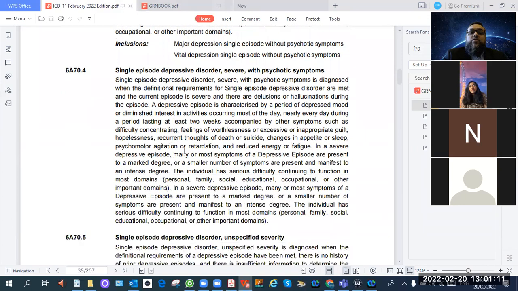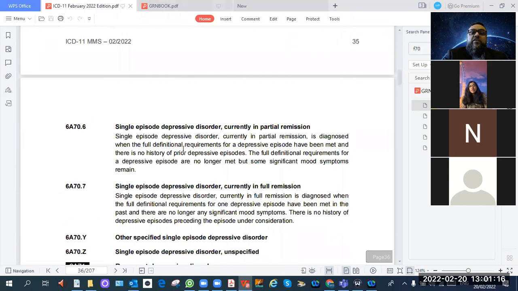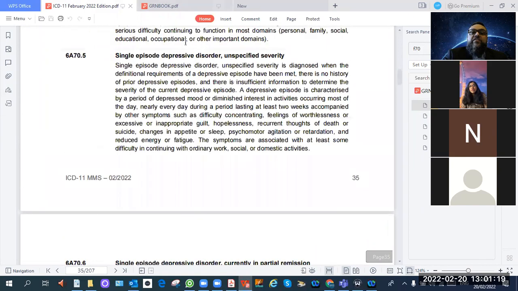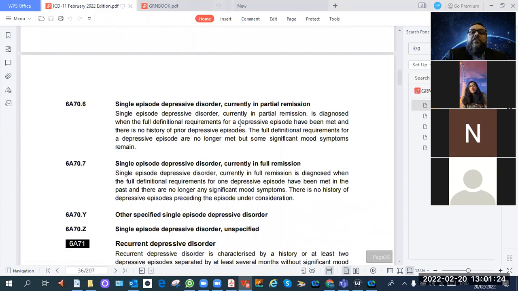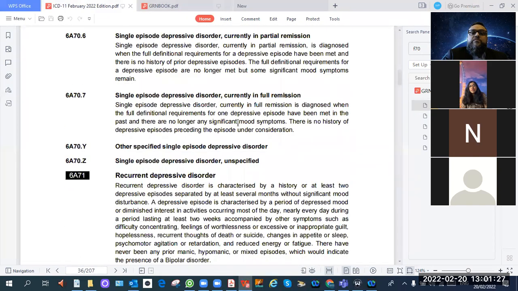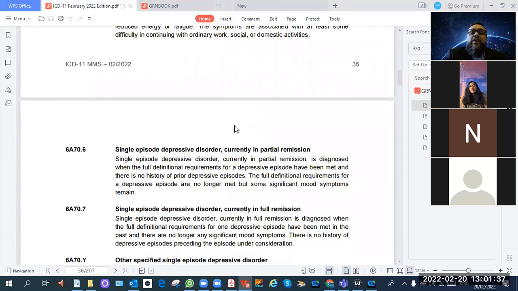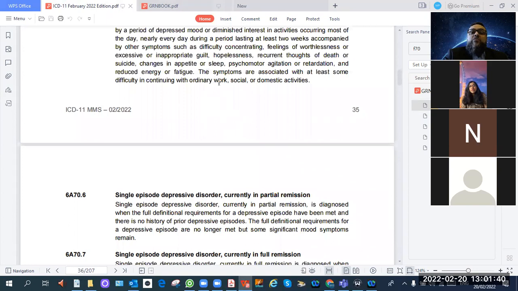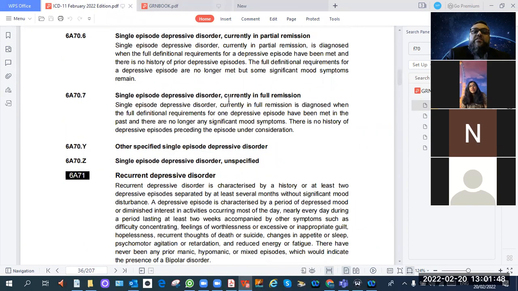Single episode depressive disorder, severe with psychotic symptoms. Single episode depressive disorder, unspecified. So for criteria, either read the description, and if still not clear, go to the website and go through the criteria. Partial remission, full remission, and sometimes we just go with our clinical judgment and diagnose mild, moderate or severe. That's why they don't give criteria and description, to make things easy for us, and we can make the diagnosis based on our own clinical judgment.